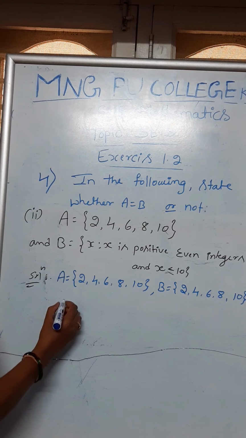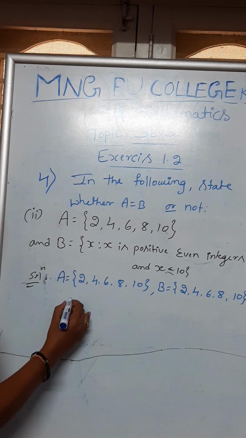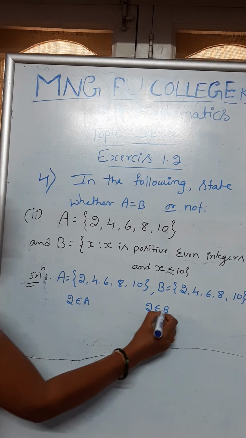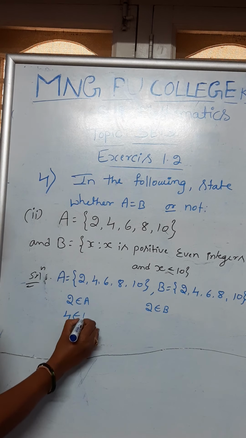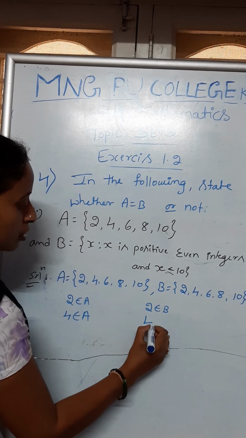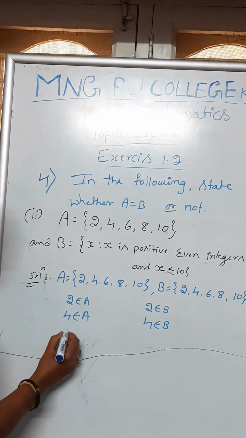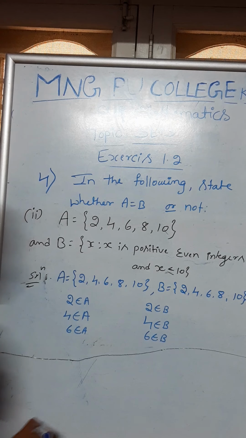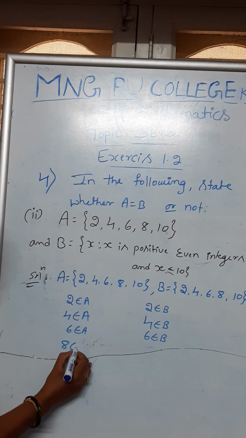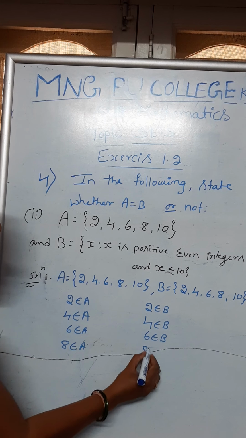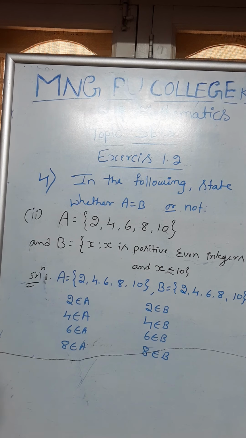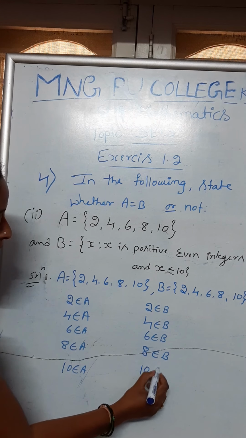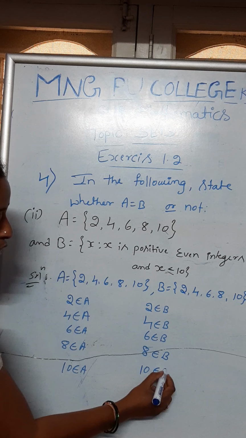So now compare the elements in both sets A and B. 2 belongs to A and 2 also belongs to B. 4 belongs to A and here also 4 belongs to B. 6 belongs to A. Yes, 6 is also an element of set B. 8 is an element of set A. Then 8 is also an element of set B. 10 is an element of set A. Then obviously we say that 10 is also an element of set B.